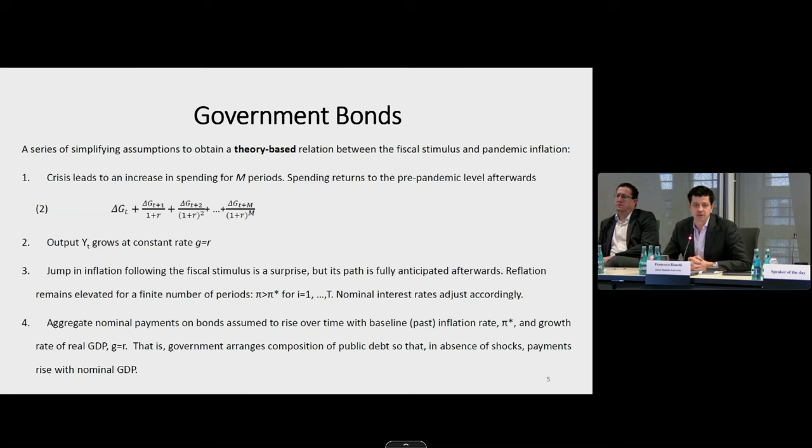Then we assume, and we had, I think, a long discussion about this yesterday, that the growth rate of the economy is equal to the real interest rate. This is not particularly important for what we are doing. As long as they are similar, you will get a similar approximation. We also assume that in response to this increase in spending, there is the possibility of a temporary increase in inflation over the target for the last capital T periods. And here, capital T also coincides with the maturity of outstanding debt. And then finally, we assume a particular maturity structure for which nominal payments grow with the economy, with nominal GDP.